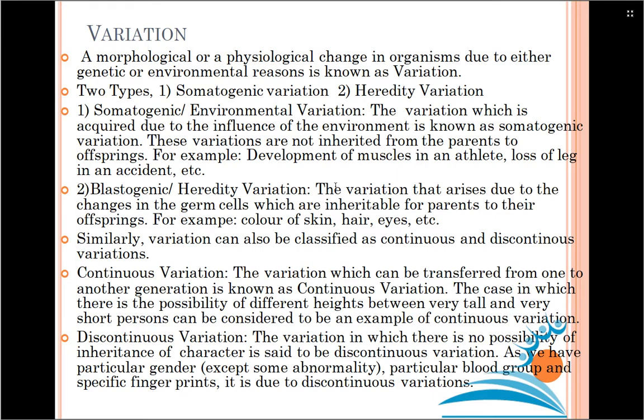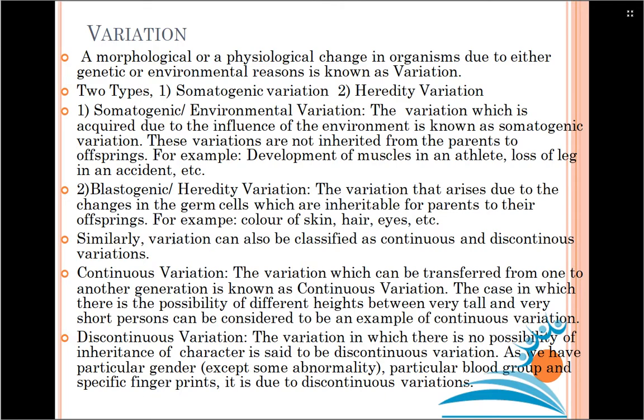Now let's talk about another variation, that is called blastogenic variation or hereditary variation. Since it is hereditary, this variation is caused due to change in the germ cells. Germ cells are the ones which form the gametes, and in the gametes the chromosomes are there, so there will be a change in the gene. Hereditary variation occurs due to change in the gene, because already we have mentioned there are two causes of variation: genetic change or environmental reason. So that arises due to change in the germ cells, and it will transfer from one generation to another. For example, color of skin, hair, color of eyes, etc.